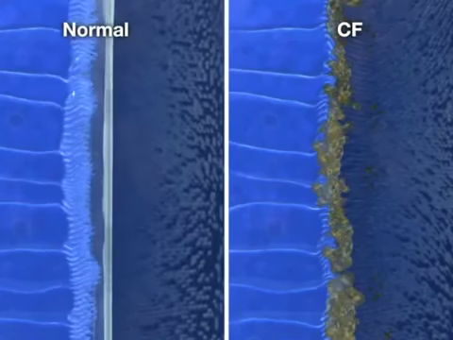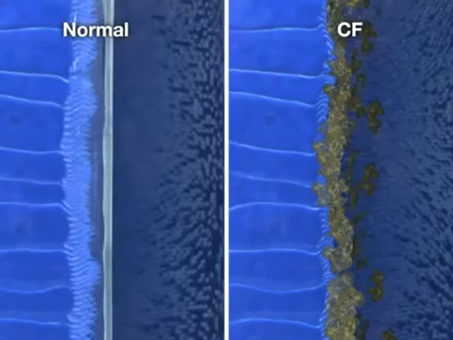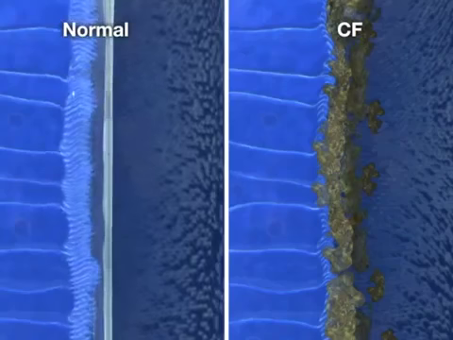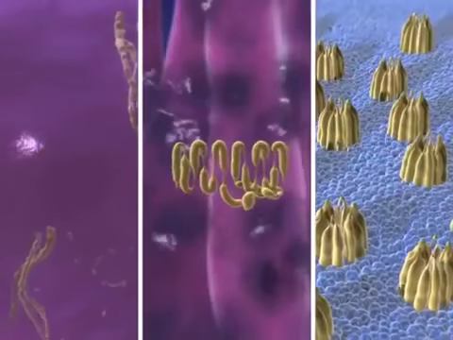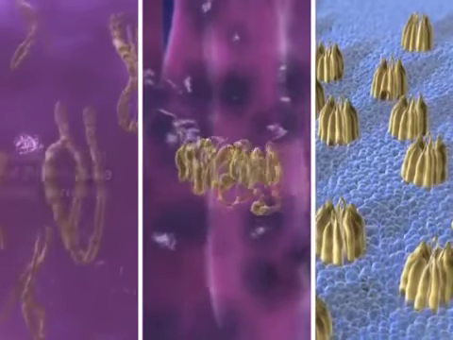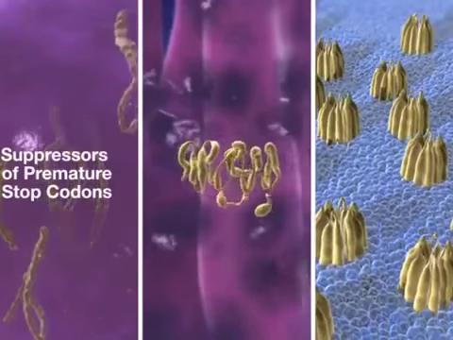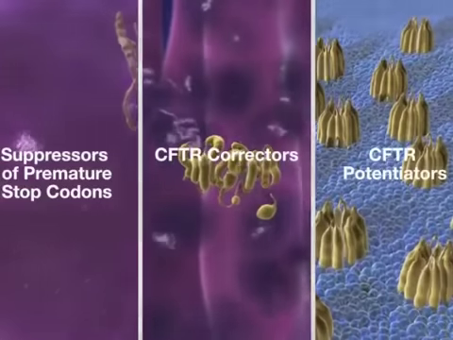Bacterial colonization due to the lack of clearance of thick, sticky mucus from the airways is a contributor to the progressive lung disease in cystic fibrosis. Several types of compounds are under investigation that specifically target dysfunctional CFTR. Three major types are suppressors of premature stop codons, CFTR correctors, and CFTR potentiators.